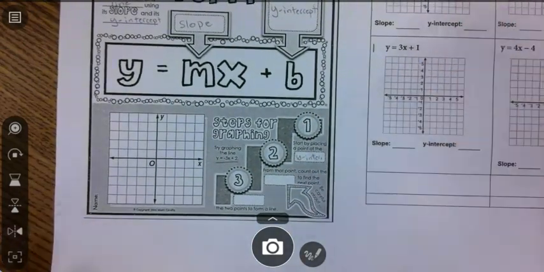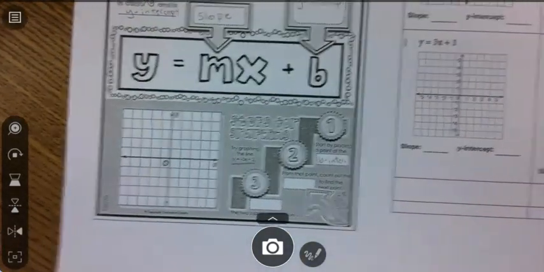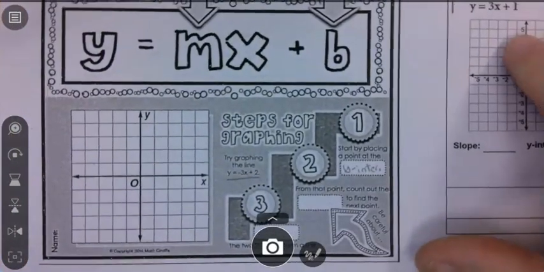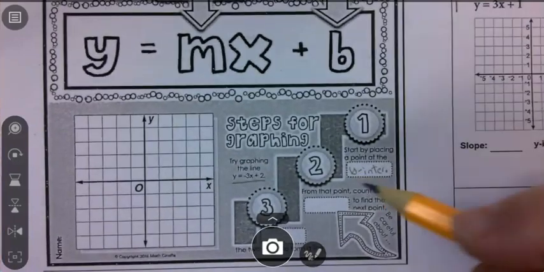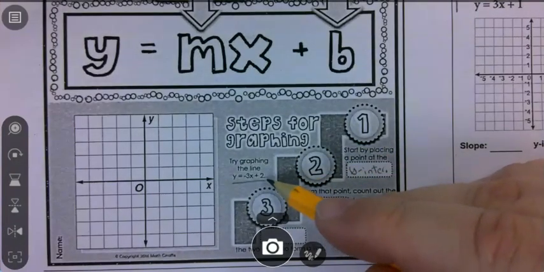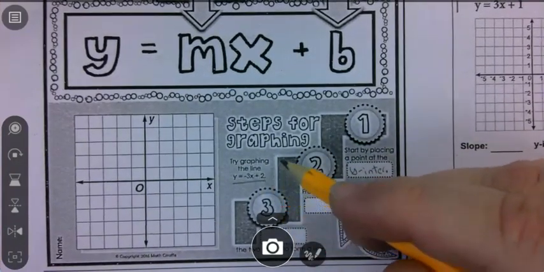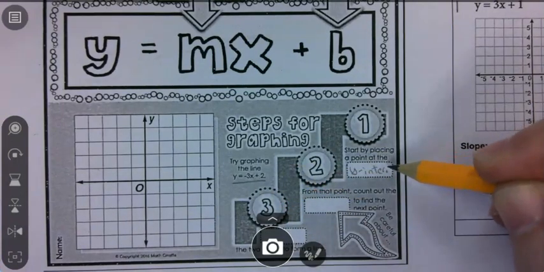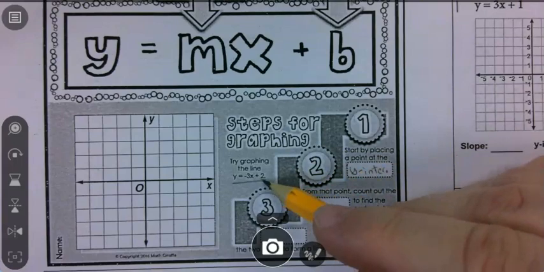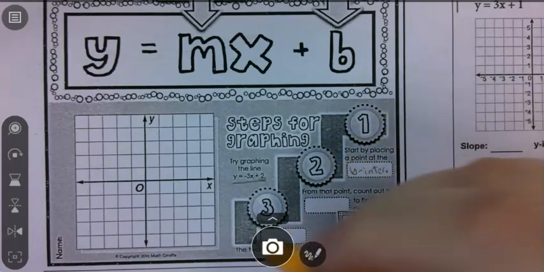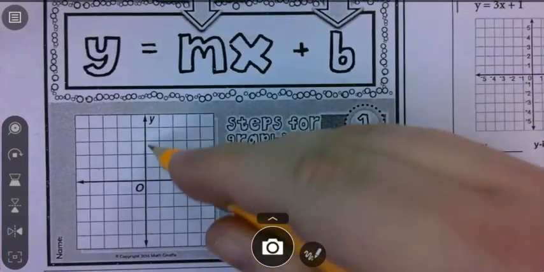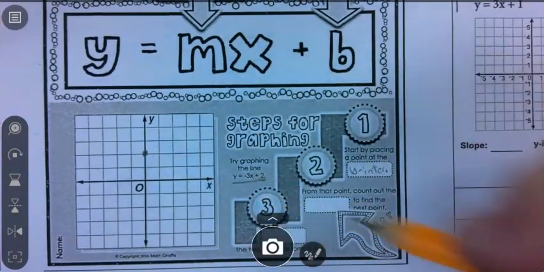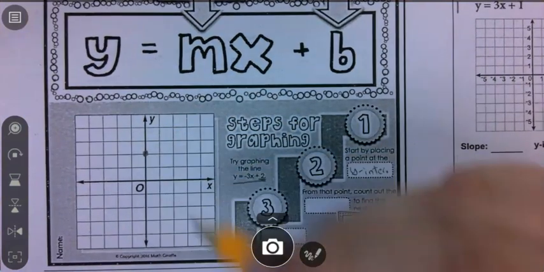Okay, let's come in here and look at this real quick. We're going to start with our y-intercept. So in this equation, y is equal to negative 3x plus 2, our y-intercept is going to be this number here, which is a positive 2. So if we start at 0 and we say 1, 2, then right here is going to be our y-intercept. Okay, and we're going to put a point there.